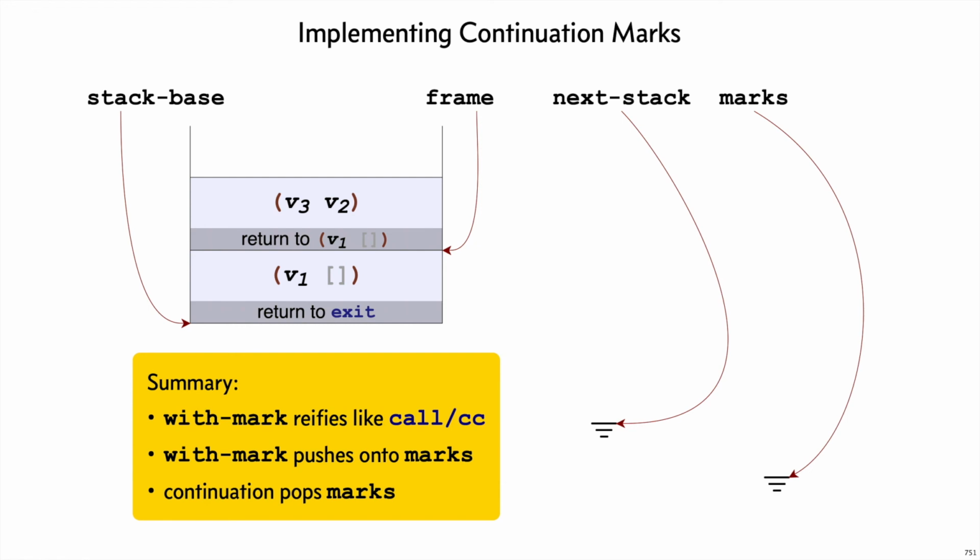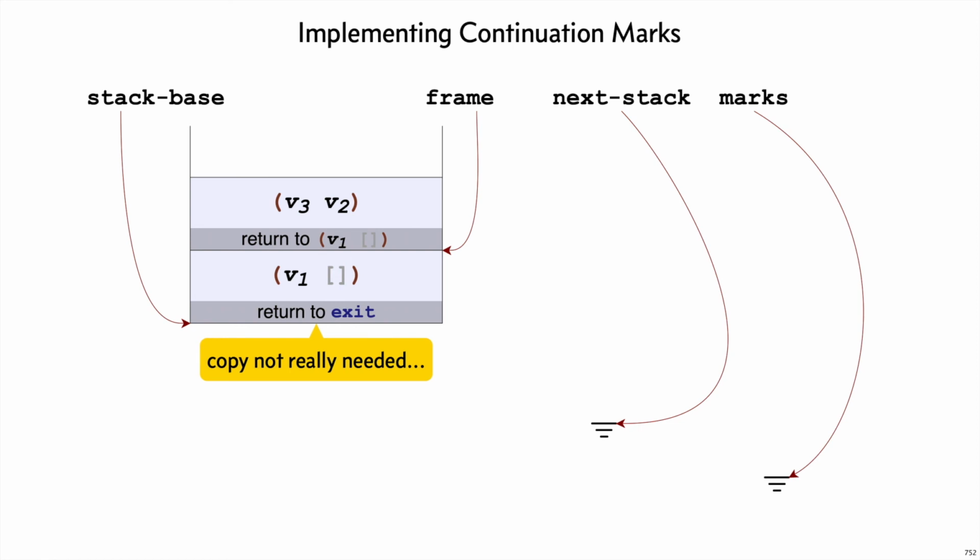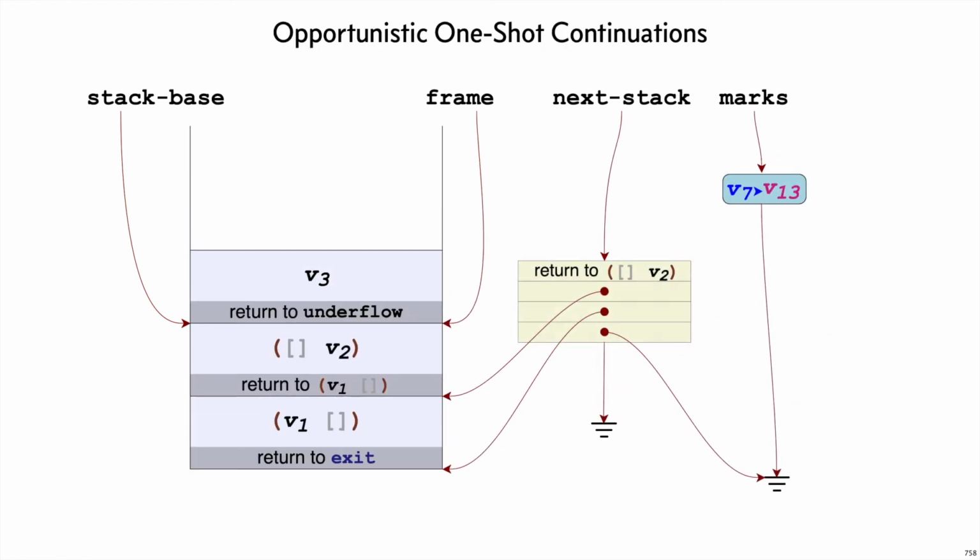There are several opportunities for optimization for with mark. For example, this continuation copy that we did when returning, that wasn't really necessary. And that's because when with mark reified the continuation, that continuation is only referenced from the next stack pointer. That is, it's a one-shot continuation. We don't need to copy when we resume that continuation because no one else is going to need that copy. Our implementation takes advantage of this possibility in an opportunistic way.